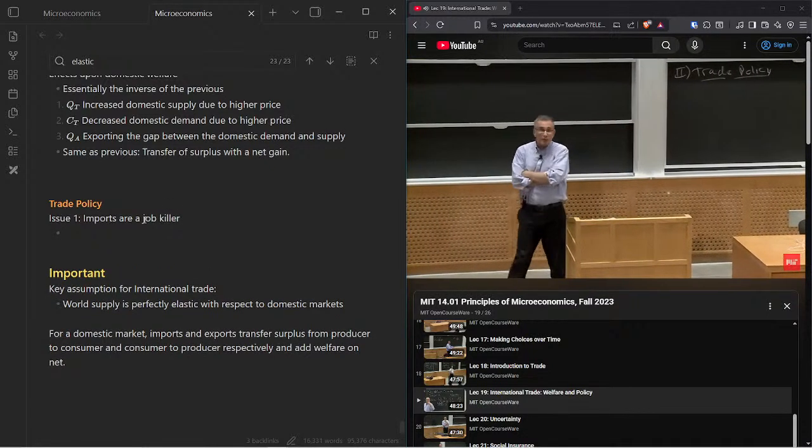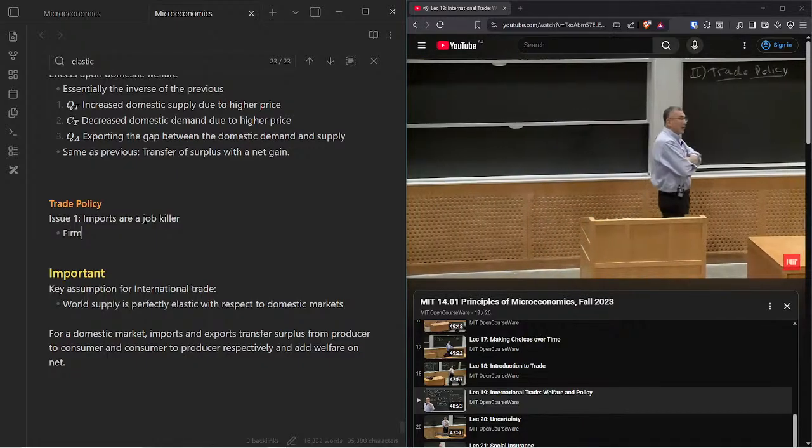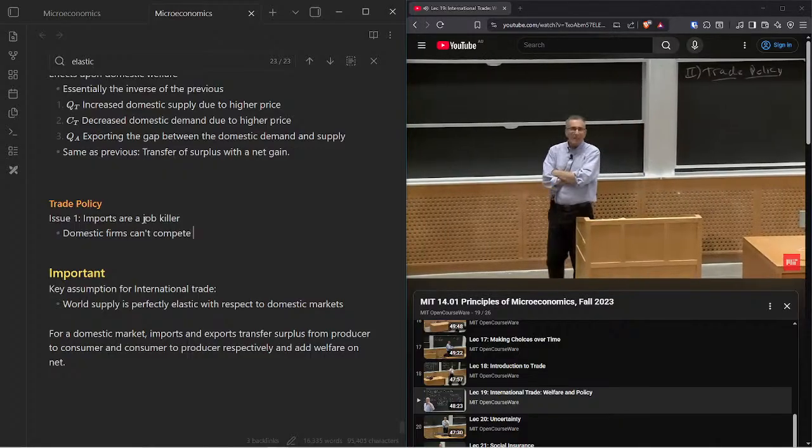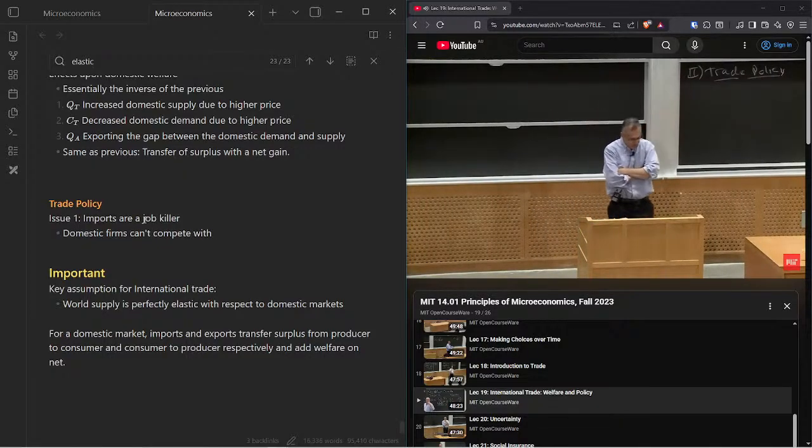So as a result, people say we should limit imports because they're killing American jobs. They always use the word kill. It's very violent. They're not taking away, they're killing American jobs. So that's the area where we should have some limitation, some trade policy.